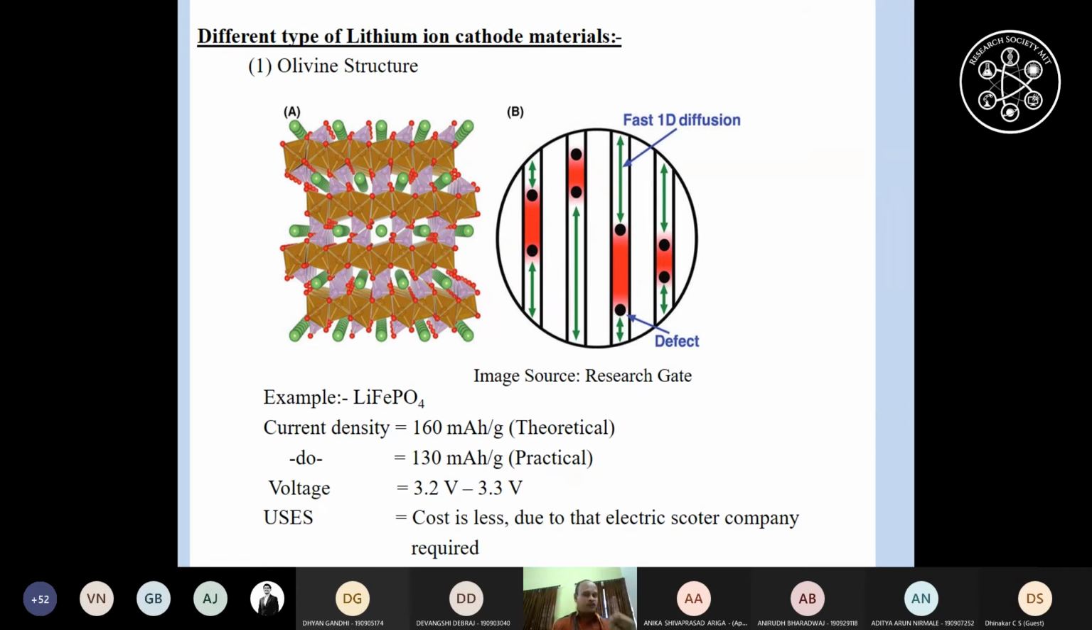First one is the olivine structure, that means lithium iron phosphate. Theoretical capacity of lithium iron phosphate is 160 milliampere hour per gram, whereas practically if you synthesize it, you get 130 milliampere hour per gram. The voltage is 3.2 volt, 3.2 to 3.3 volt. Since iron is present in the lithium ion, the cost is very high, but the efficiency is not so much. So we can go only for an electric scooter, because for a car you need very high power. If you take a car, you have to run at least 400 to 500 kilometers. If it is only 100 kilometers per charge, no one will go and buy a car. So maybe this material, but you can see the trend: we have achieved only 130 milliampere hour per gram. You can reach up to 160, with the same method of synthesis, using hydrothermal synthesis.